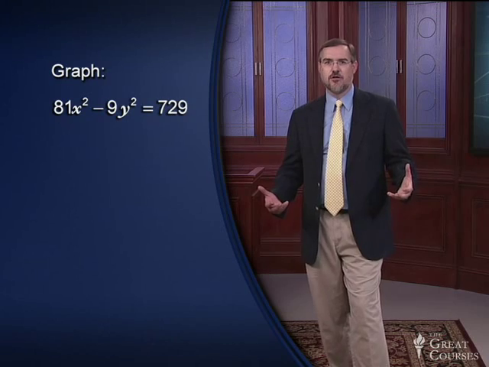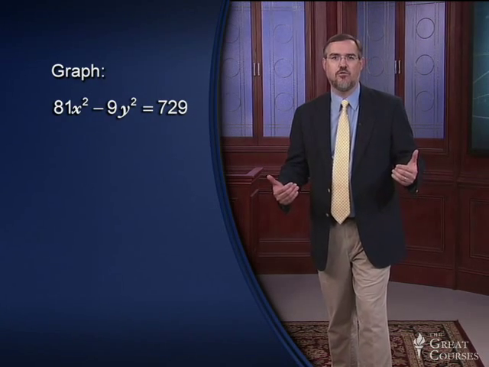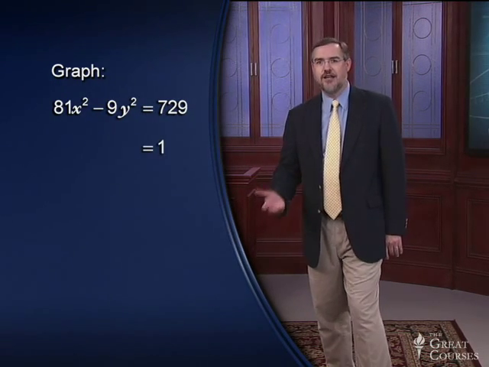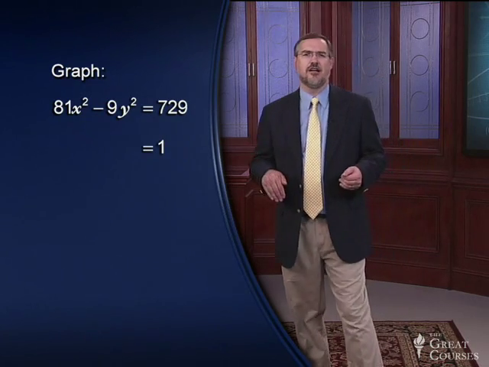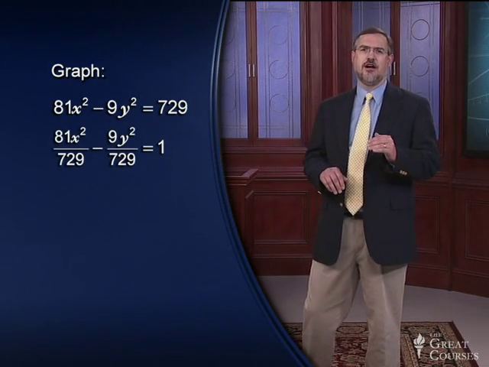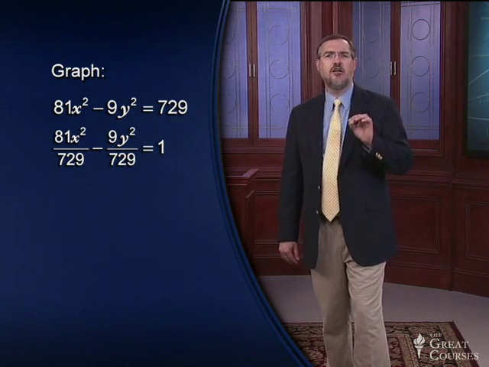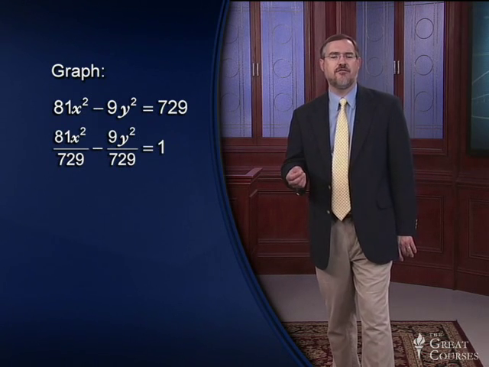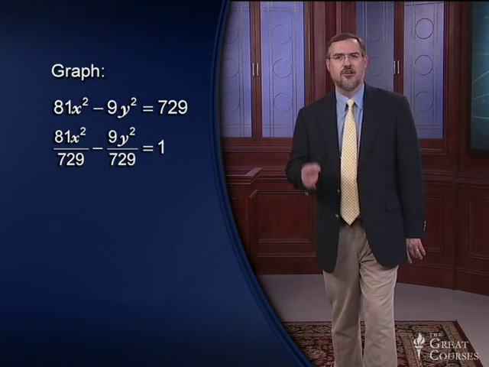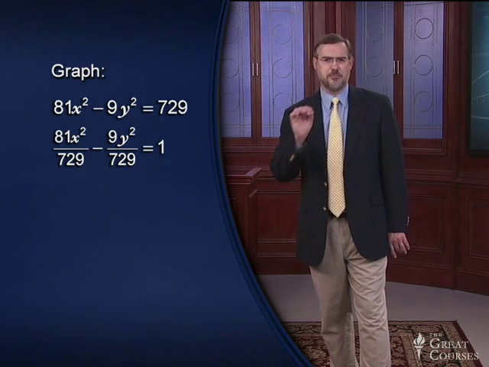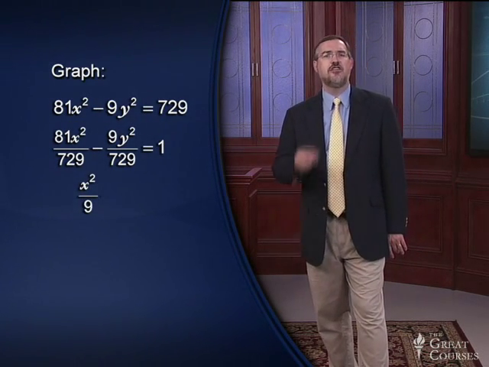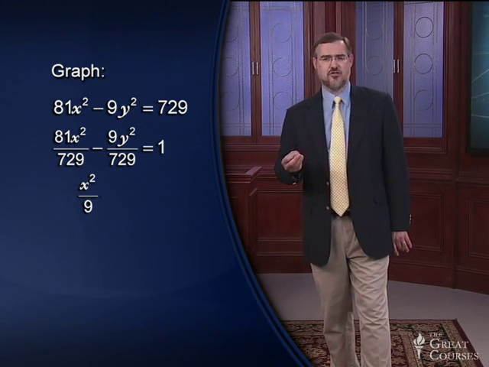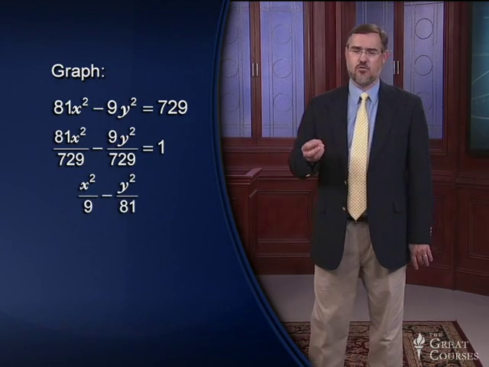Now, let's do a little bit of arithmetic by dividing both sides by 729 and see what the simplification looks like on the equation. Well, the right-hand side is 1. We've already figured that out, but what's the left-hand side? It's going to be 81x squared divided by 729 minus 9y squared divided by 729. And 81 divided by 729 is actually just 1/9. So the first term in the equation is actually x squared divided by 9. And 9 divided by 729 is the same as 1 over 81. So the second term on the left-hand side is going to be y squared over 81.